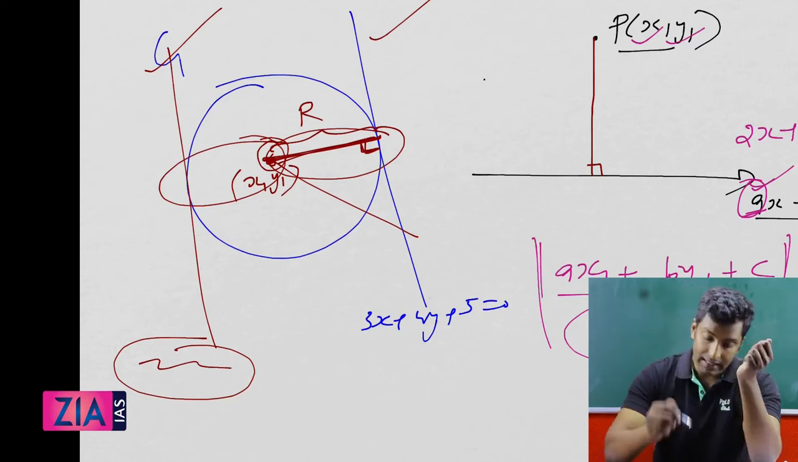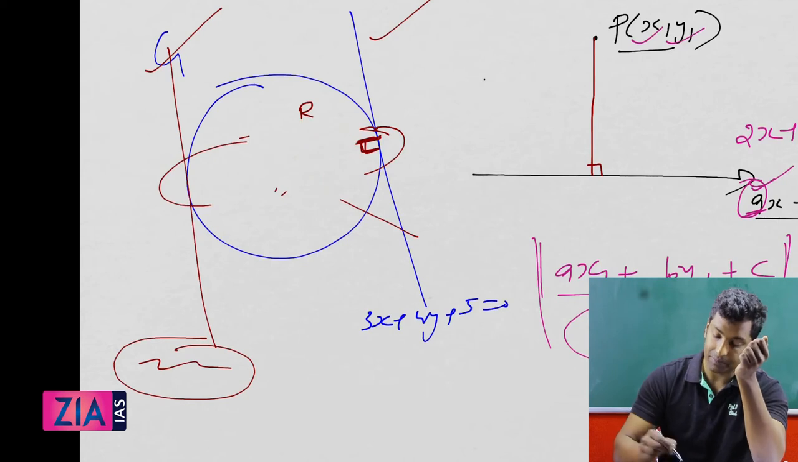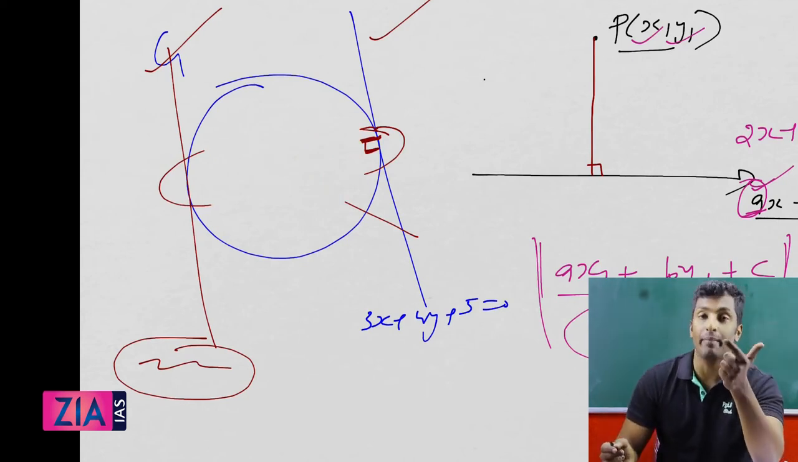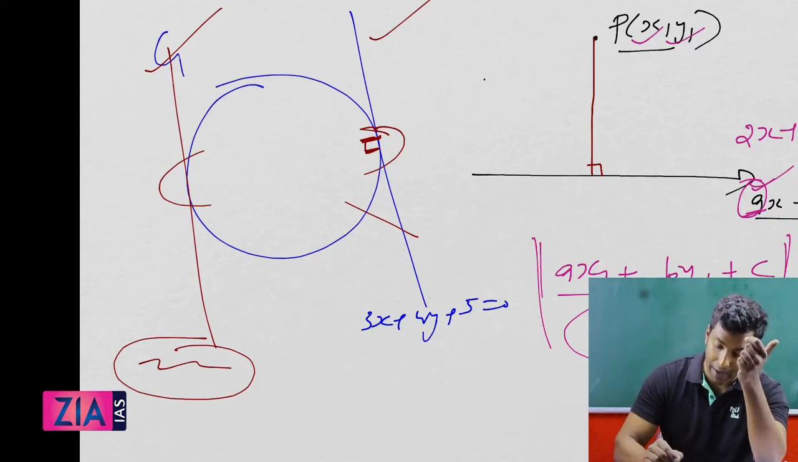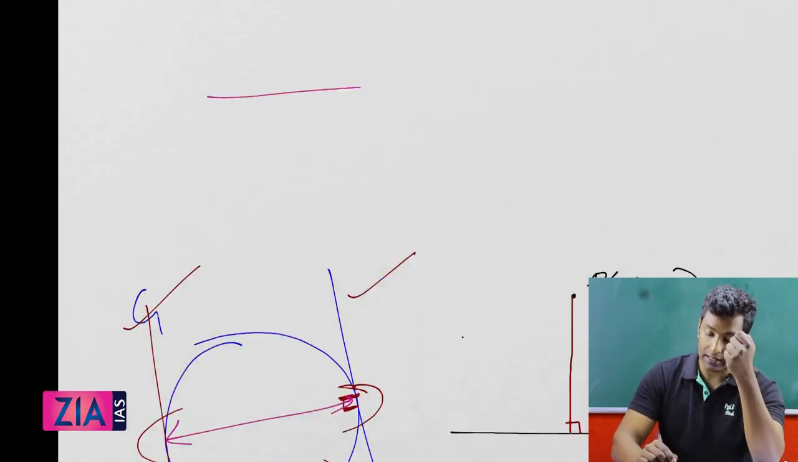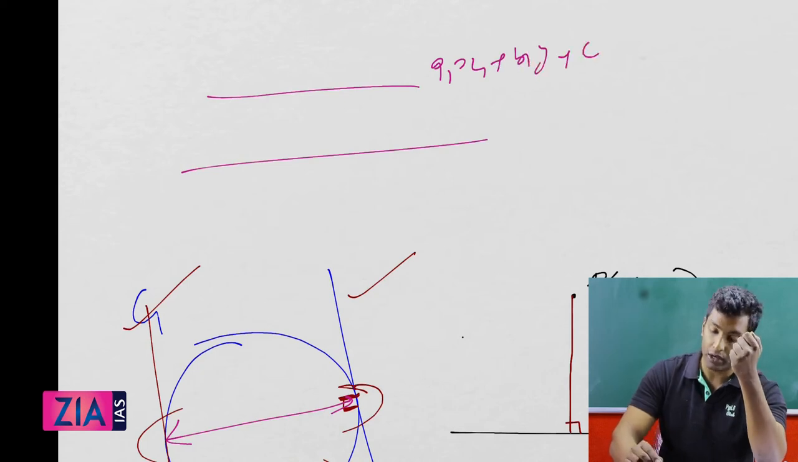Otherwise, without giving the center, just by giving these two parallel lines, that means just by giving two tangents, I can ask you the diameter. In that case, this is nothing but the distance between two parallel lines. Let's suppose you have two parallel lines. The equation of this is given as a1x plus b1y plus c1 equal to 0. This is a2x plus b2y plus c2 equal to 0.